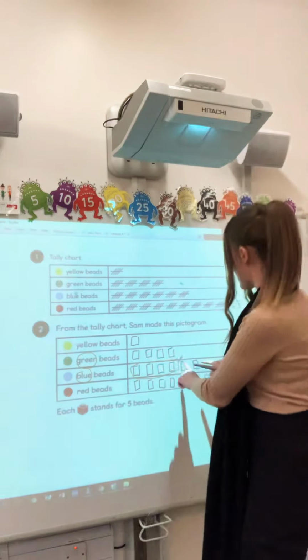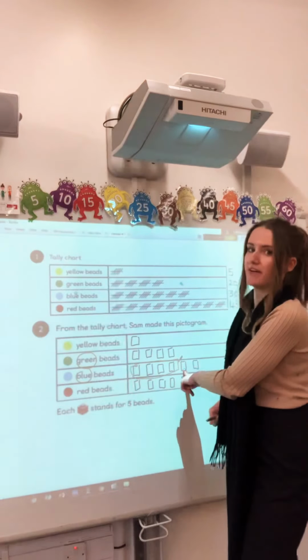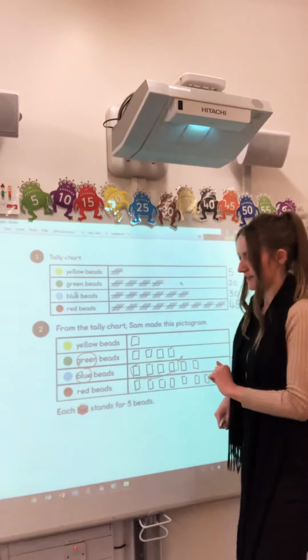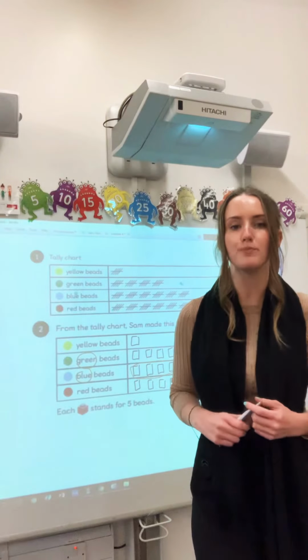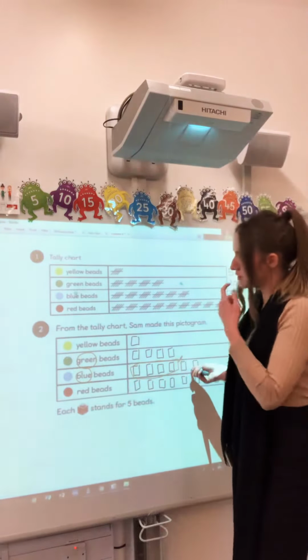No, it's not. Why is it not 2? That's right, because each of these squares is worth 5 beads. So we count them in our 5s. 5, 10. There are 10 more blue beads than green. If there are 10 more blue beads than green, how many fewer beads have green got than blue? We can see, can't we? They've got 5, 10, 10 fewer. It's the same. Okay?